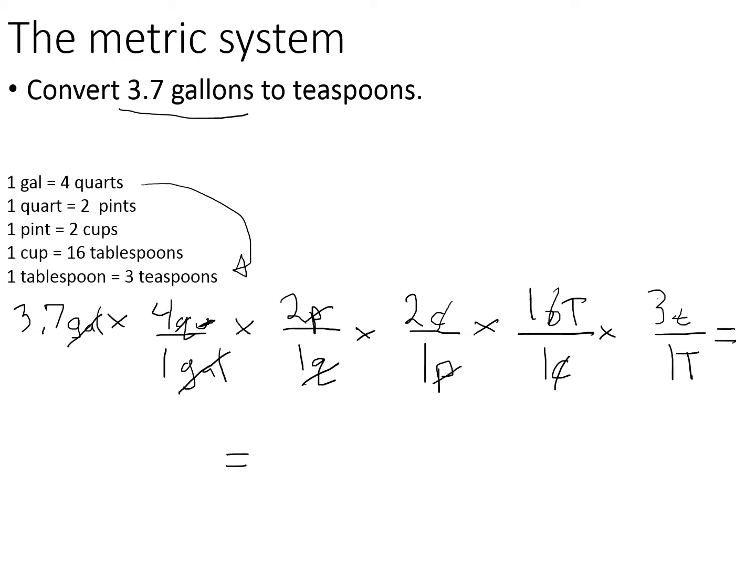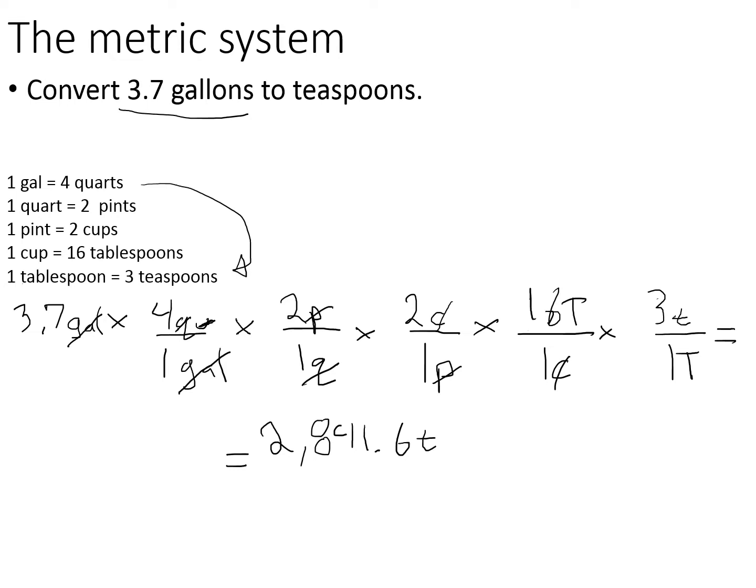Okay, I just took some time off there. I did it on my cell phone calculator, and what I got was 3.7 gallons is 2,841.6 teaspoons. Holy smokes, did I do that right?